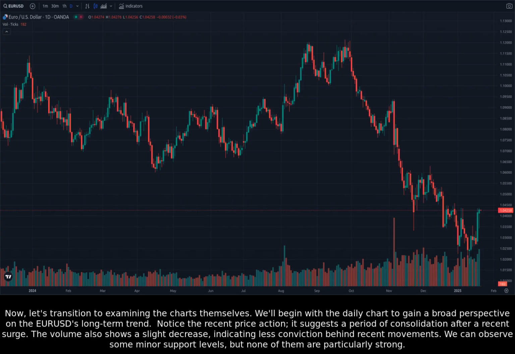Now, let's transition to examining the charts themselves. We'll begin with the daily chart to gain a broad perspective on the EURUSD's long-term trend. Notice the recent price action. It suggests a period of consolidation after a recent surge. The volume also shows a slight decrease, indicating less conviction behind recent movements. We can observe some minor support levels, but none of them are particularly strong.